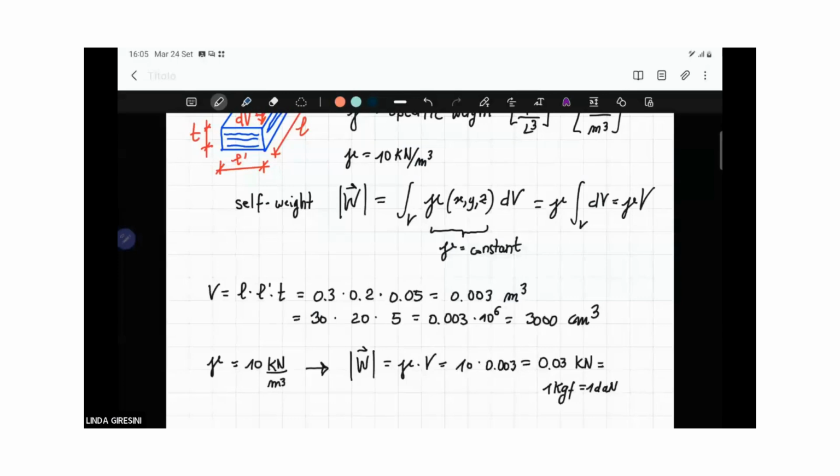Okay. So in kilograms, because 1 kilogram force is 1 decanewton. So your weight probably will be 50 kilograms or 50 decanewtons or 60. For the men, up to 80 maybe. Okay. So 0.03 in kilograms, or in decanewtons, is how much? How many decanewtons are 0.03 kilonewtons?